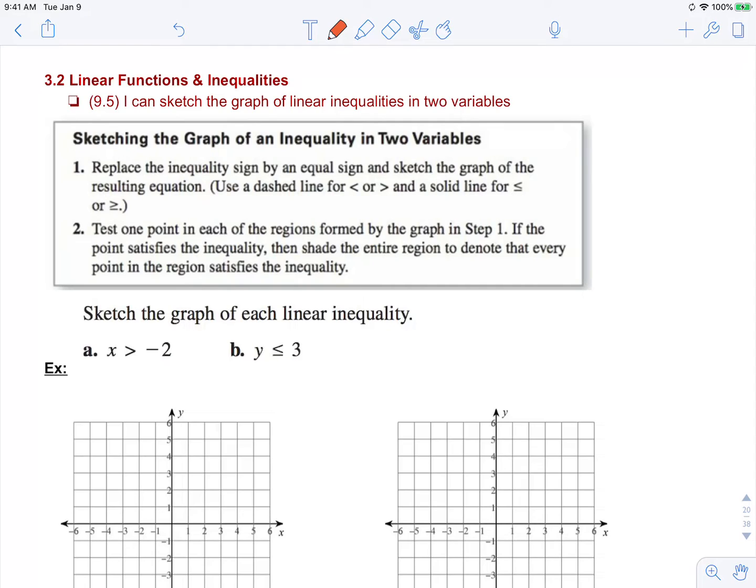We can sketch the graph of an inequality in two variables following these two steps. First, you replace the inequality sign by an equal sign, and you sketch the graph of the resulting equation. Then you connect those dots by using a dashed line for greater than or less than, or a solid line for less than or equal to, or greater than or equal to.